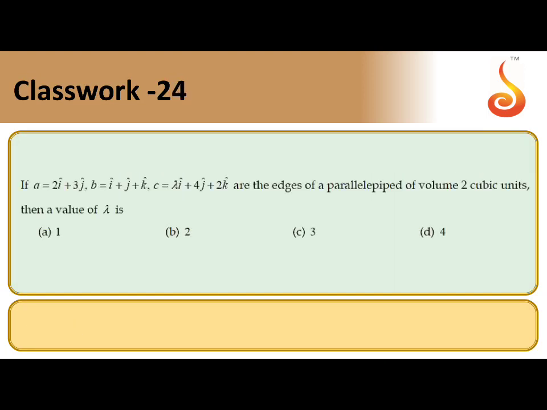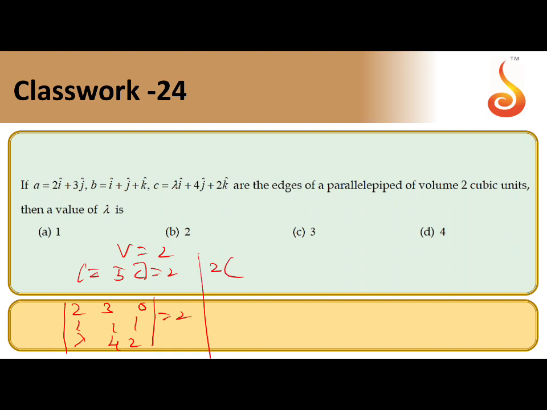Next, question 24. A bar, B bar, C bar are given. They form a parallelepiped whose volume is 2 units. What is the value of lambda? Just now we did something like this before. So here the volume is 2. Volume is box ABC equal to 2. Box means determinant. The determinant has rows 2, 3, 0, then 1, 1, 1, then lambda, 4, 2, equal to 2. Find the value of the determinant.